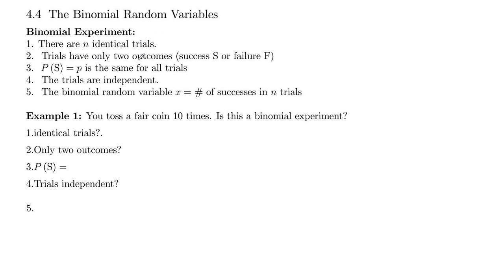Trials have to have only 2 outcomes, success and failure, heads and tails, yes and no. The probability of success, which we'll denote with a small p, has to be the same for all the trials. And then the trials have to be independent.